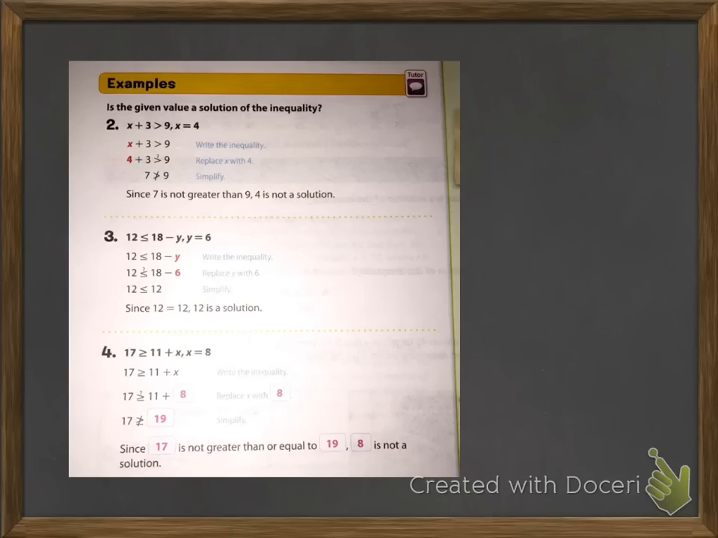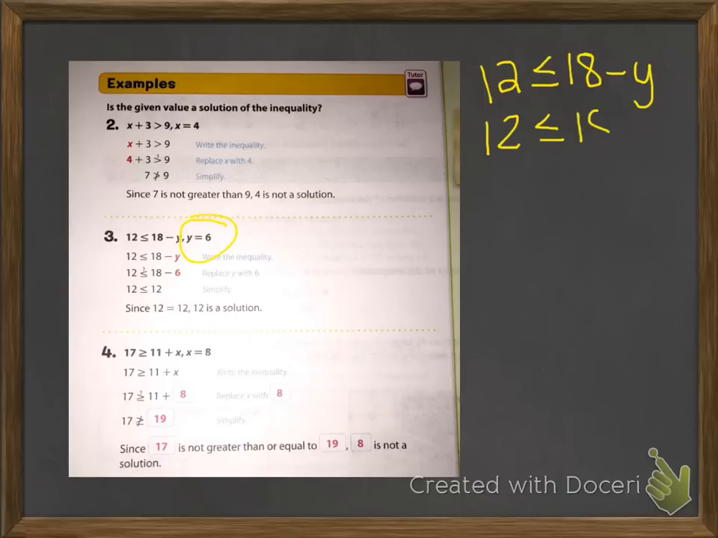So continuing with number 3, what we have on this one is 12 is less than or equal to 18 minus y. In this problem, it's telling us that y has a value of 6. So I'm going to recopy my inequality, but this time I'm going to substitute in whatever my value is, which is 6 for my variable y. So I'm going to go ahead and take care of my 18 minus 6, which gives me 12. The other side, I've got my 12 that I brought straight down and my less than or equal to sign.